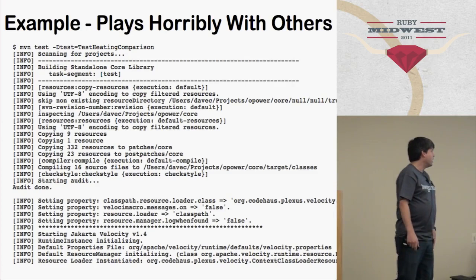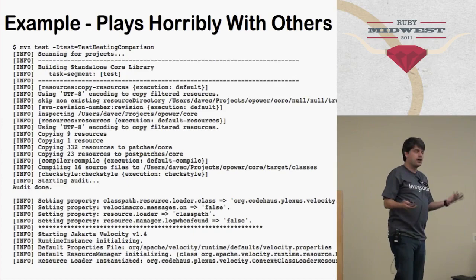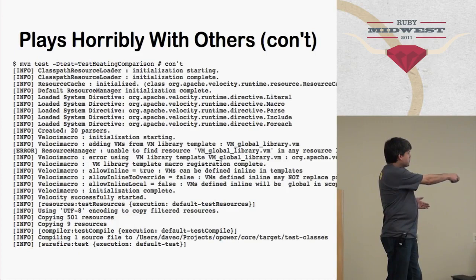Copying nine resources, why am I copying? I don't know, who cares? The second page is more of the same, horrible. There's an error in there if you're looking close, but don't worry, it happens on every Maven build and it's not actually an error.